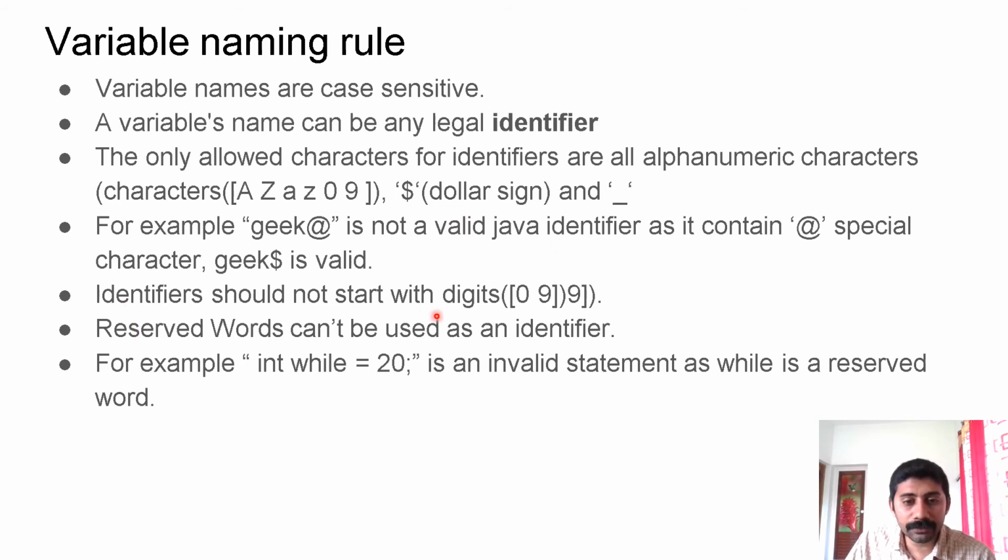An identifier should not start with a digit. It should start with an alphabet, underscore, or dollar. Reserved words cannot be used as identifiers because keywords already have a predefined meaning, so you cannot change it. Int while equal to 20 is not allowed because while already has a different meaning, and you cannot use it as a variable. While is a reserved word.